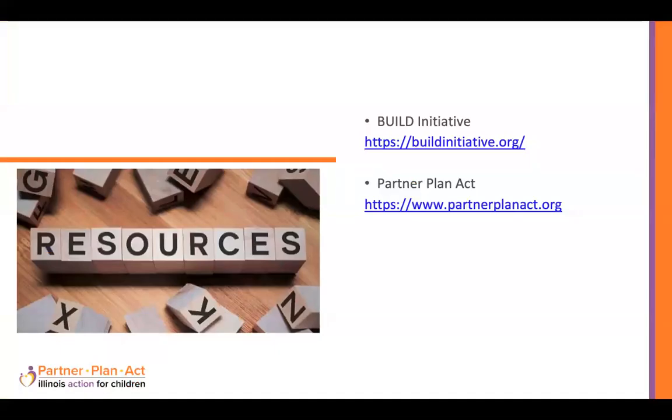Here are the resources I mentioned at the beginning of the training where you can find out more about community systems development and early childhood collaborations. The first resource is Build Initiative, along with the website, and Partner Plan Act. And then their website is listed here.